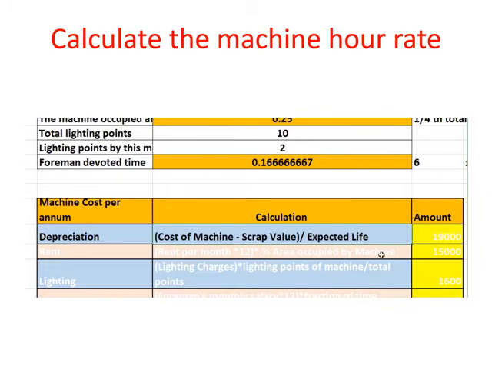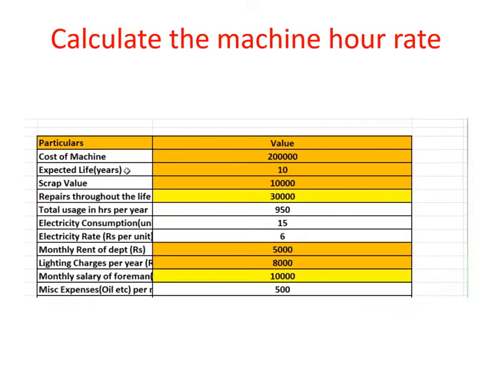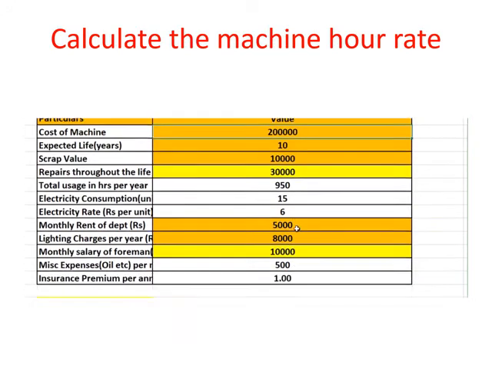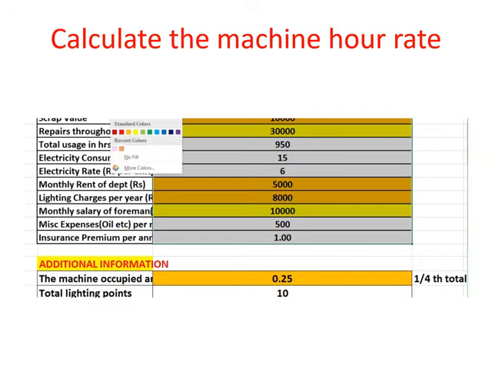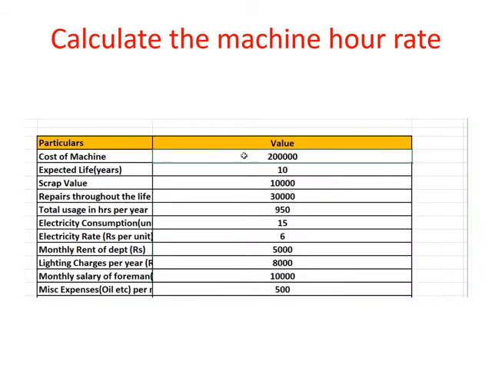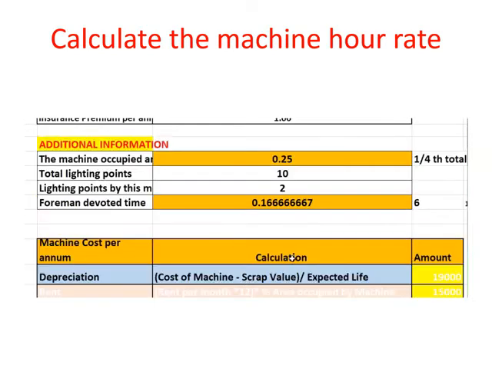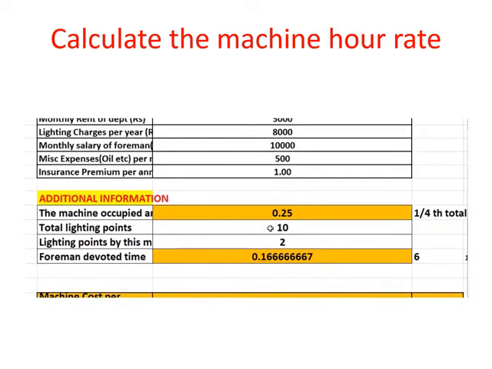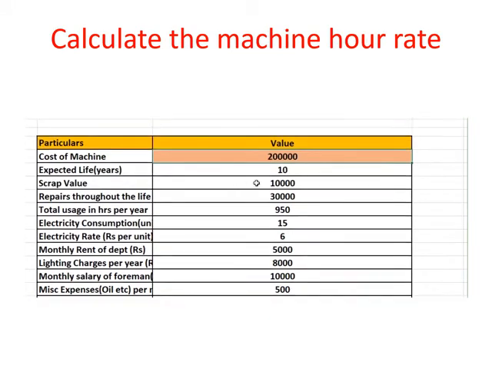So this is the formula to calculate depreciation: cost of the machine. We already have the cost of the machine in the problem. I will highlight it for you. The cost of the machine is 2 lakhs. So 2 lakhs minus scrap value. What is scrap value? After using this machine, the expected life is 10 years.